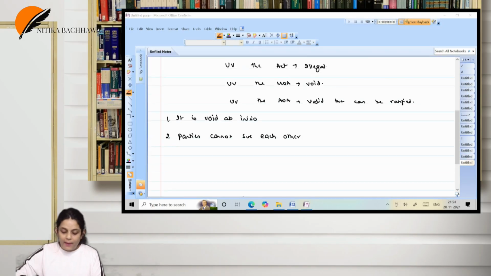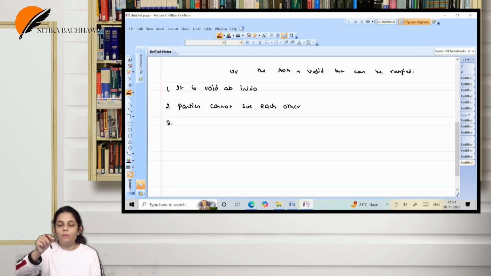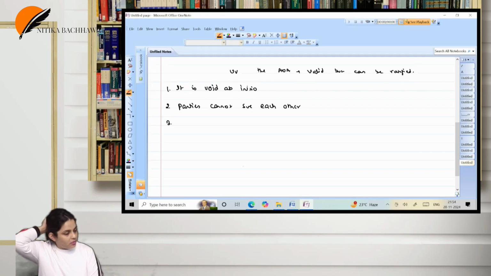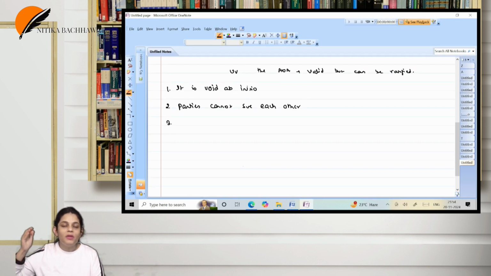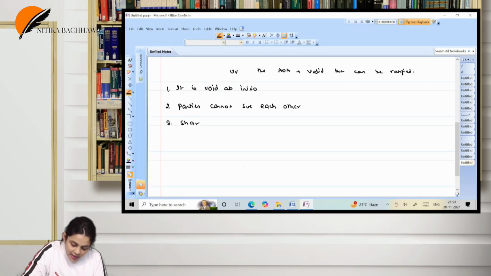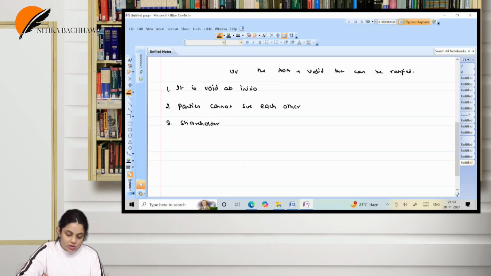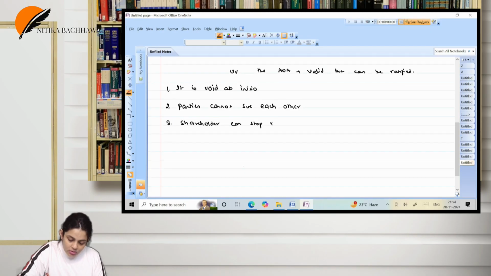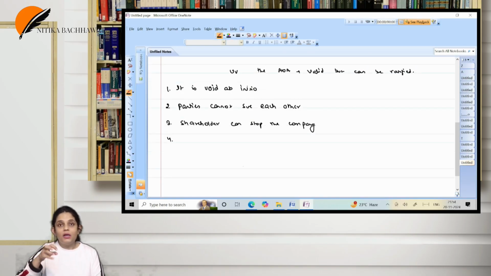Correct? Now what happened is that the shareholders come to know that the company is entering into an ultra vires contract. Can the shareholders stop the company from doing it? Yes. Even if you are holding one single share, you can stop the company. So the shareholder can stop the company. Clear, all of you?